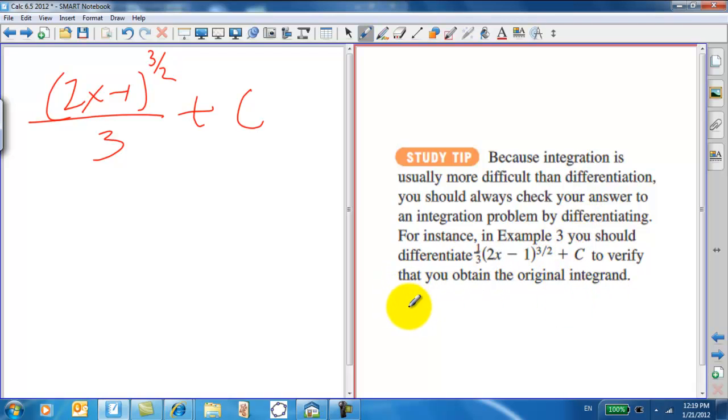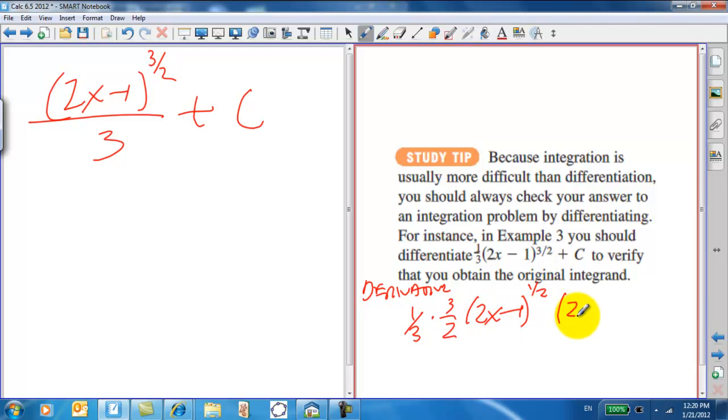So let's do the derivative of this. The derivative of our answer would be 1/3, that's a constant multiplier. The 3/2 comes down in front. 2x minus 1 would be raised to the 1/2, 1 less power. And you have to multiply by the derivative of the inner function, so that's 2. The 3's cancel, the 2's cancel, and you get the square root of 2x minus 1. And sure enough, that was our integrand.